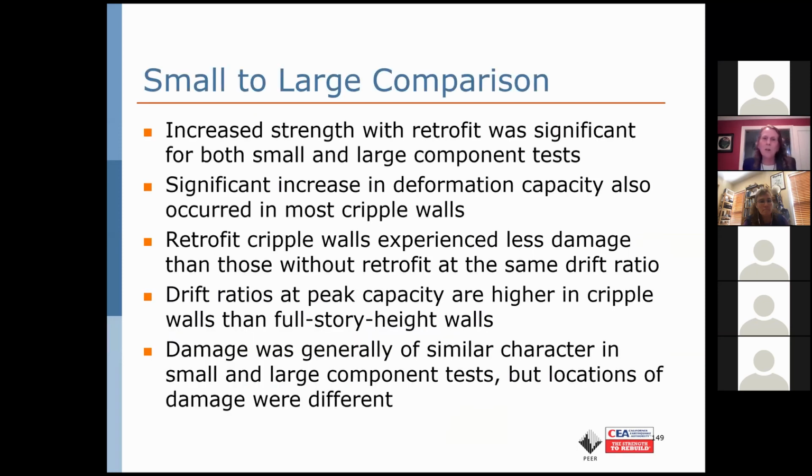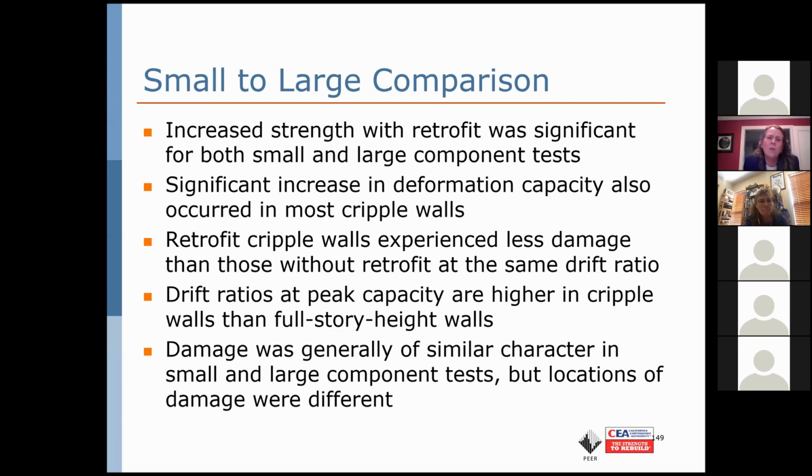So I've got just a couple of minutes left, and I'm going to give just a few select highlights of findings that we had out of this. Small to large comparison: we did the large in order to find out what the outcome was with the boundary conditions as close to the full complete dwelling as we could. There is an entire report in the PEER report series that goes through this comparison in great detail. So if you're interested, please take a look at that.